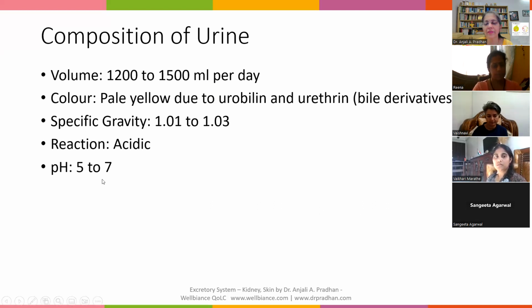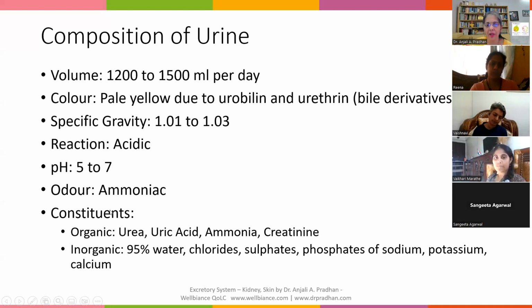pH is between 5 to 7. 7 is neutral, less than 7 is acidic, more than 7 is alkaline. So generally, since this is acidic, pH is between 5 and 7. Odor is ammonia. Ammonia present hota hai, that is secreted. So generally it contains urea, uric acid, ammonia, creatinine. Inorganic constituents are water, chloride, sulfate, phosphate of sodium, potassium, and calcium.